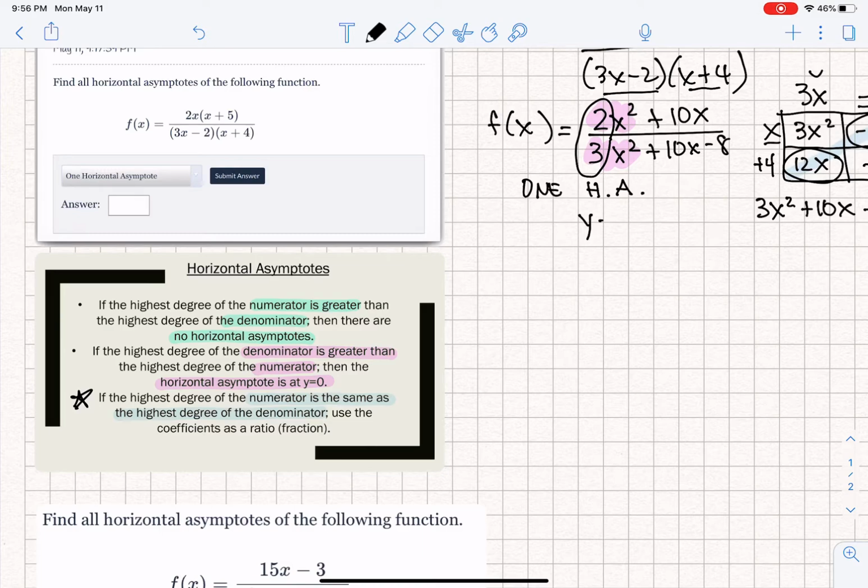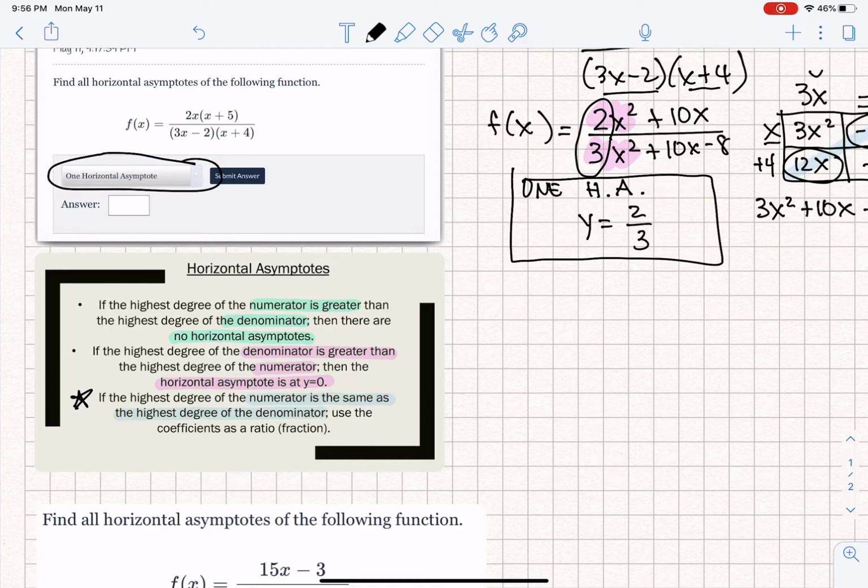So my asymptote would be at y equals 2/3, okay? And that's what you would write here. So you pick one horizontal asymptote, and then here you put y is equal to 2/3, okay?